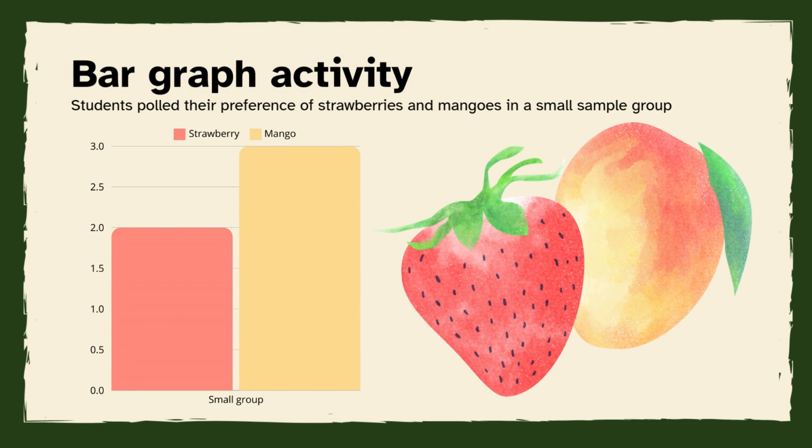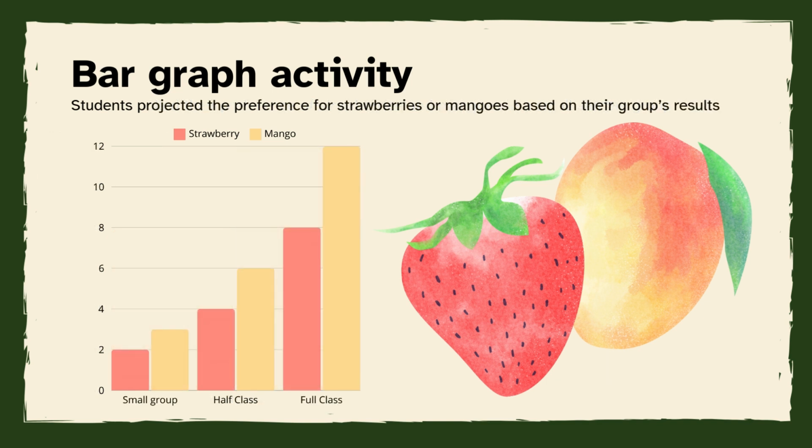After the first poll, the 5 students in that group were told that they would be asking their classmates the same question, and they were prompted to guess what the results would be for half of the class and the whole class. The group decided that the rest of the class would probably feel the same as they did. So they projected the next 5 students would answer with 2 liking strawberries and 3 liking mangoes, followed by the same ratio with the remaining 10 students in the class.